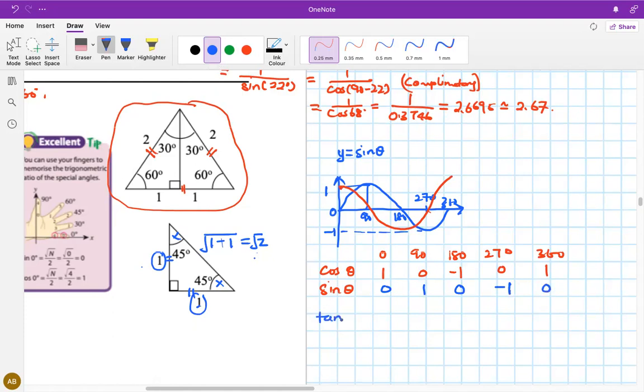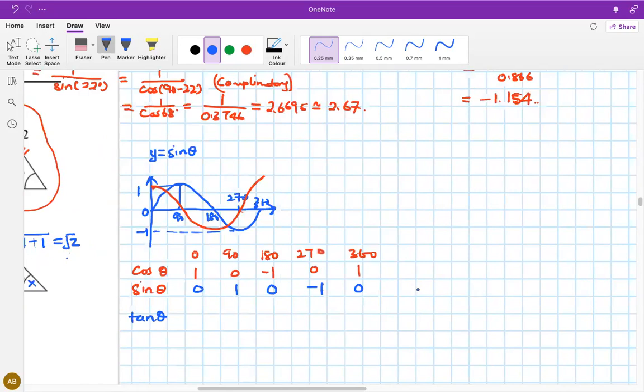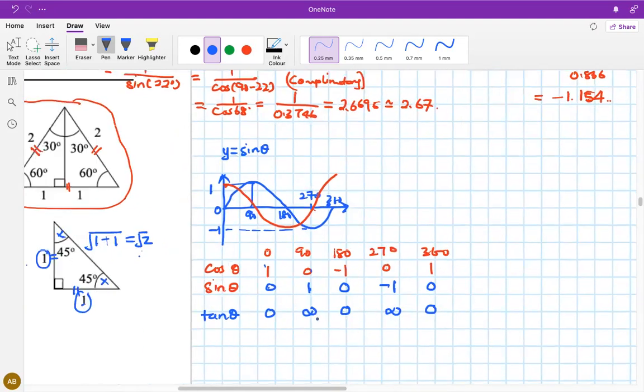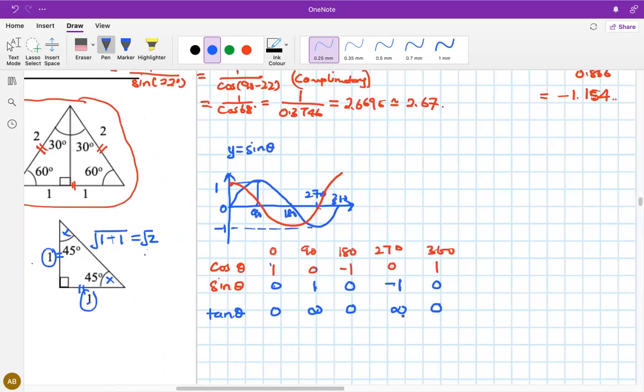How about tangent theta? Tangent theta is sine over cos. So sine over cos, you can see 0 divided by 1 gets 0. 1 divided by 0 is infinity. 0 divided by -1, still 0. -1 divided by 0 is infinity. And then this one is 0. So you get these values. These are special angles, so you can get them from the graph.